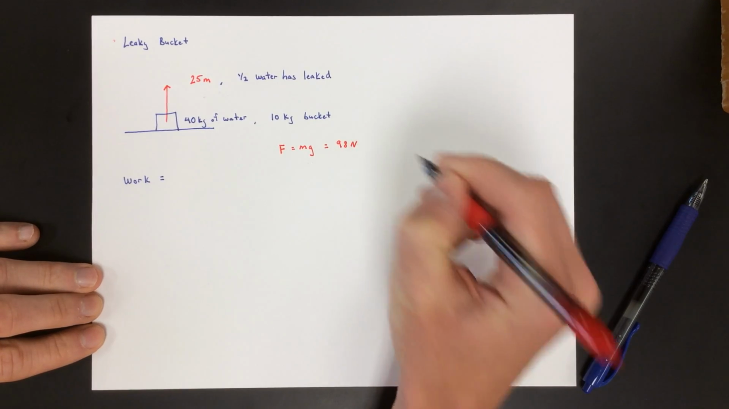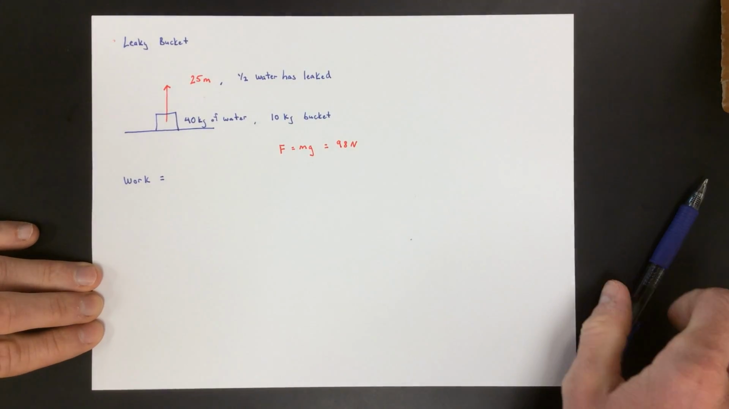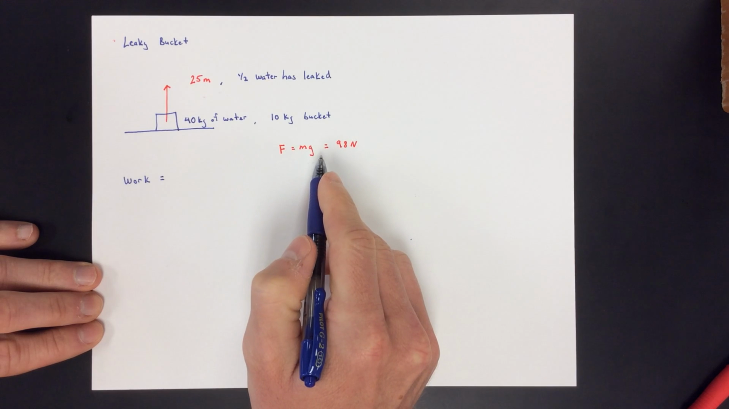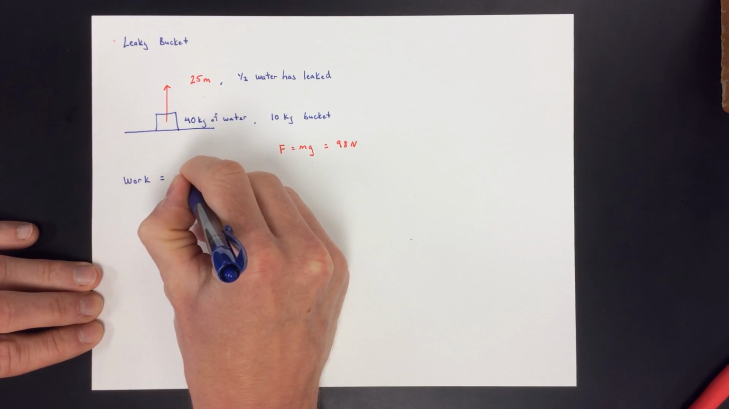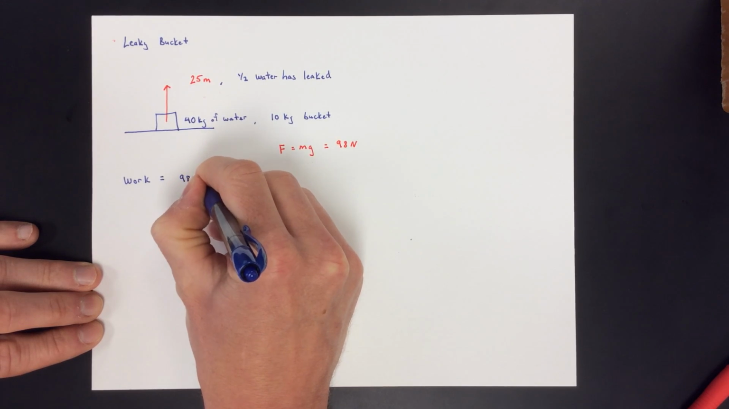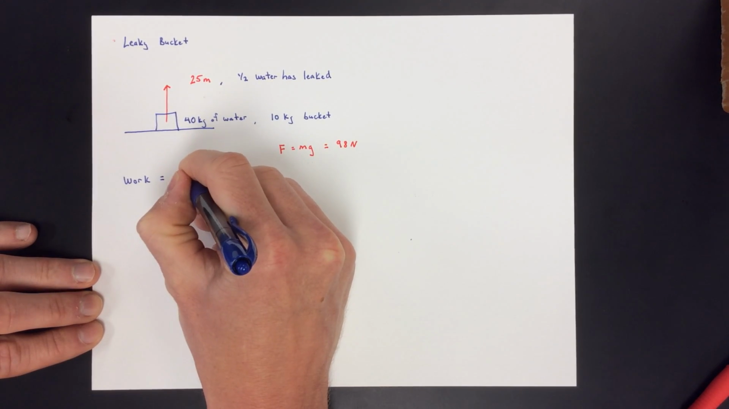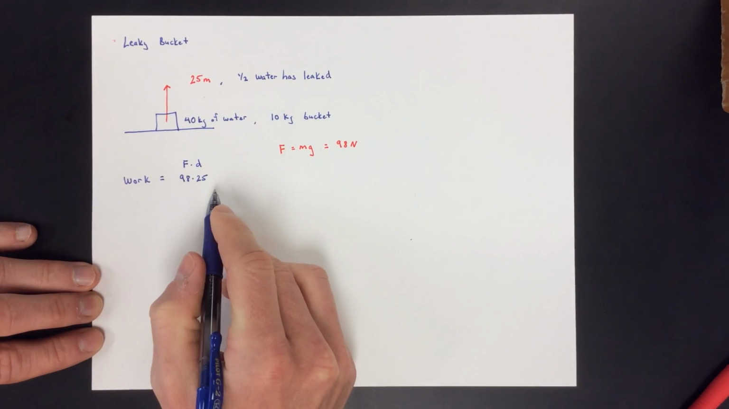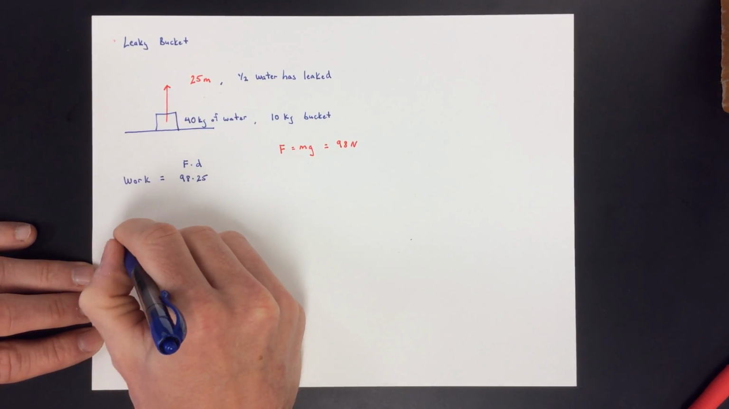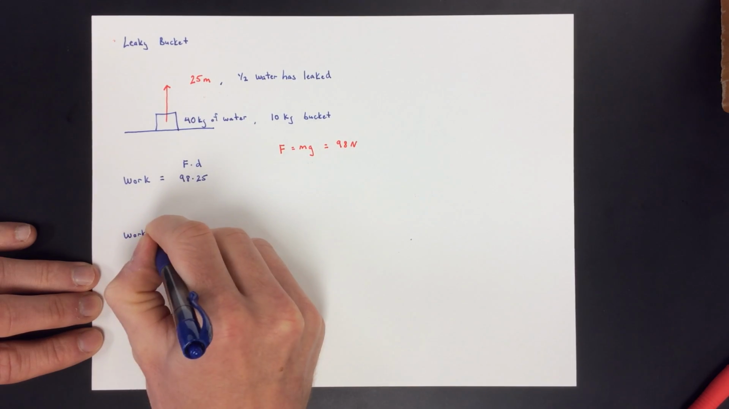98 newtons is the weight of the bucket. Well, that's actually really easy. Then the work done to lift the bucket is just the force of the bucket, 98, times 25. Right? This is just the force times the displacement. That's easy. That's the work to lift the bucket. Now, what about the work to lift the water?